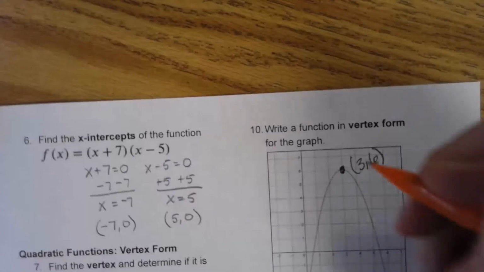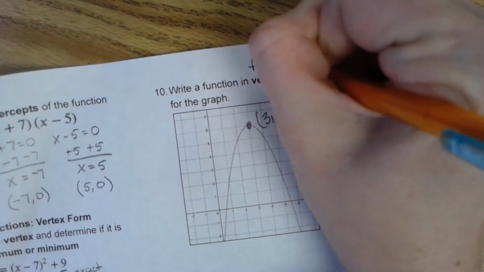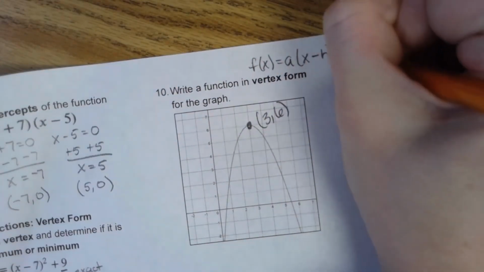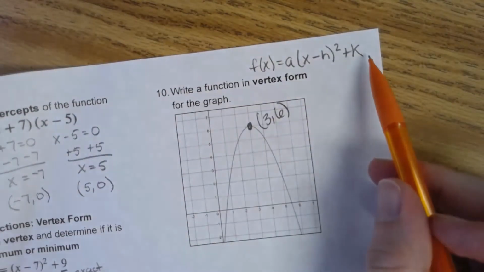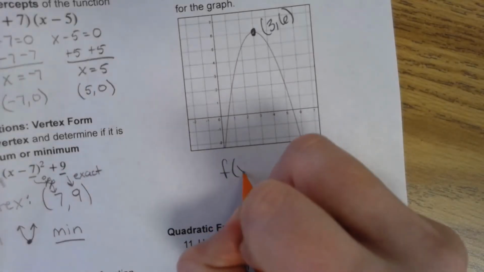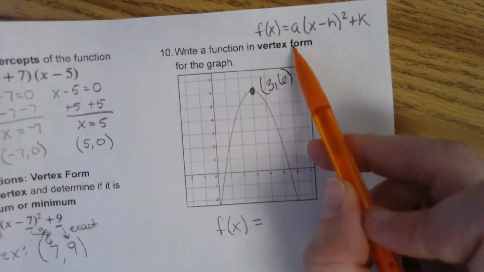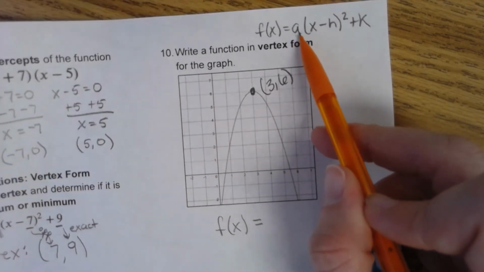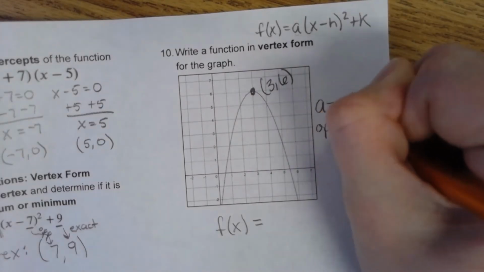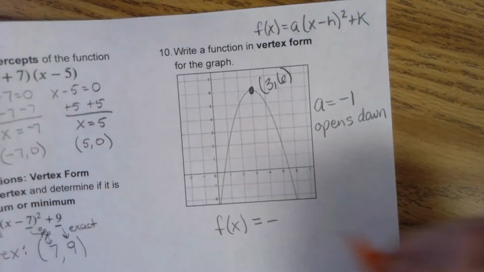Again, to remember vertex form, we just wrote it on the previous question, so let's write it again here. We have our a times x minus h squared plus k. So that is vertex form. So we're going to plug in our numbers based on what we have. So f of x equals, well, first of all, our graph is opening down, so our a value needs to be negative. So a equals a negative because it opens down. So we're going to start with that negative out front.